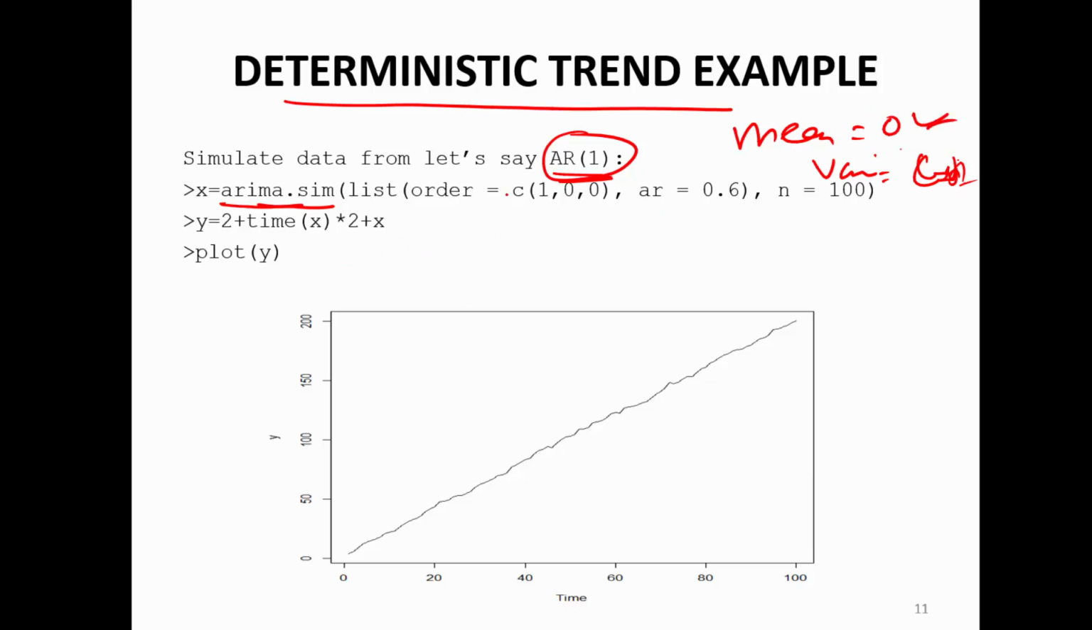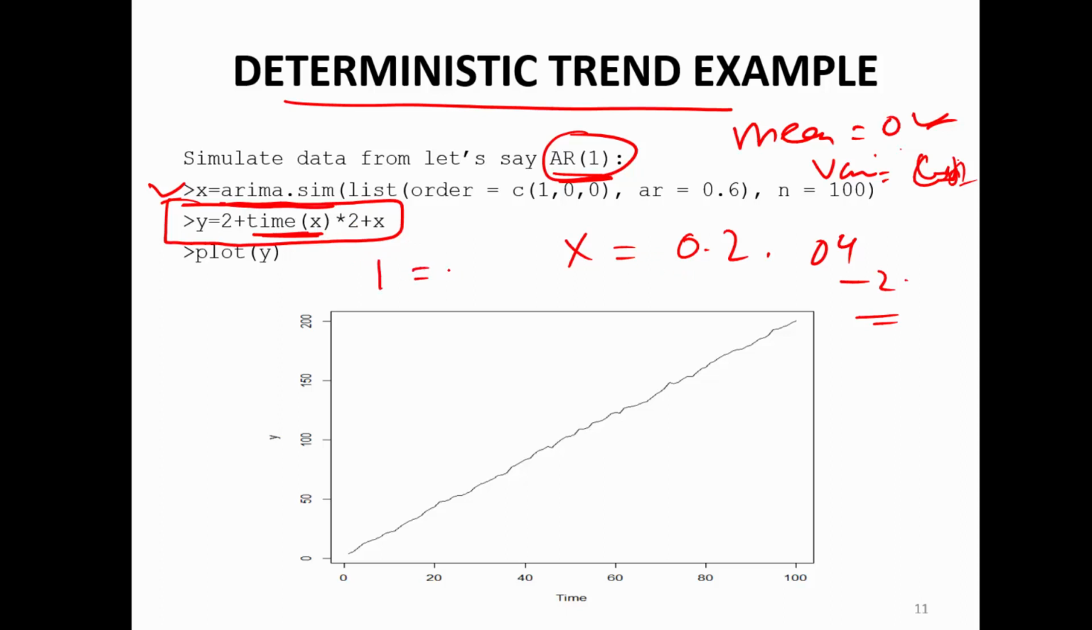So once we have that, we will create a series called y equal to 2 plus time, and this time function will give you the time point of each data point in this particular series. If you run this on your own, what you will find is that x will have many values like 0.2, 0.4, minus 2. So these are the time series data with more or less mean 0 and constant variance. And then when you take the time function of that, you will get for what time period you have this data point. Okay, so time period 1, time period 2, and so on.